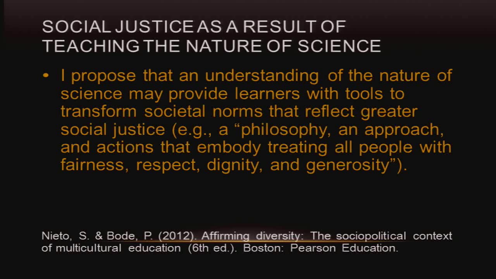So when I took up the study of the nature of science, I did it with a curriculum studies lens, more specifically, a multicultural education perspective, which includes a strong social justice component. In a paper I recently wrote, I proposed that an understanding of the nature of science may provide learners with tools to transform societal norms that reflect greater social justice. In other words, teachers should be teaching children the nature of science with the direct purpose of promoting social justice. With social justice meaning all people are treated with fairness, respect, dignity, and generosity.